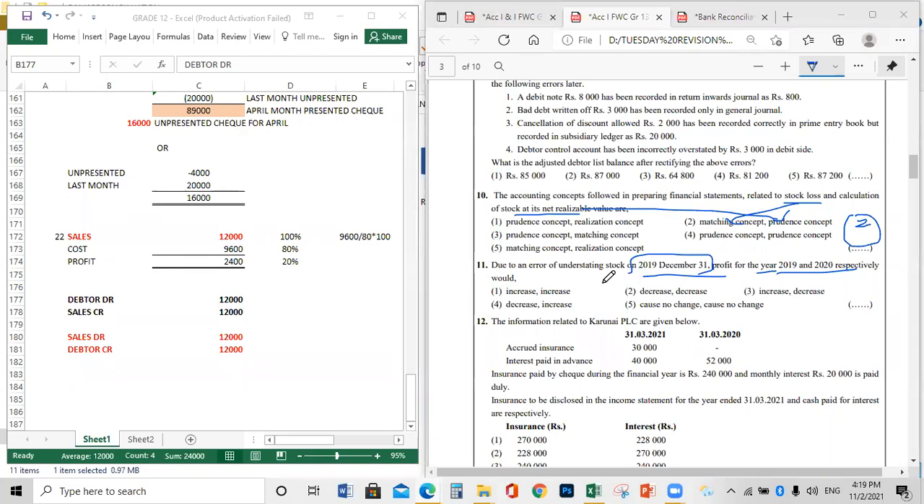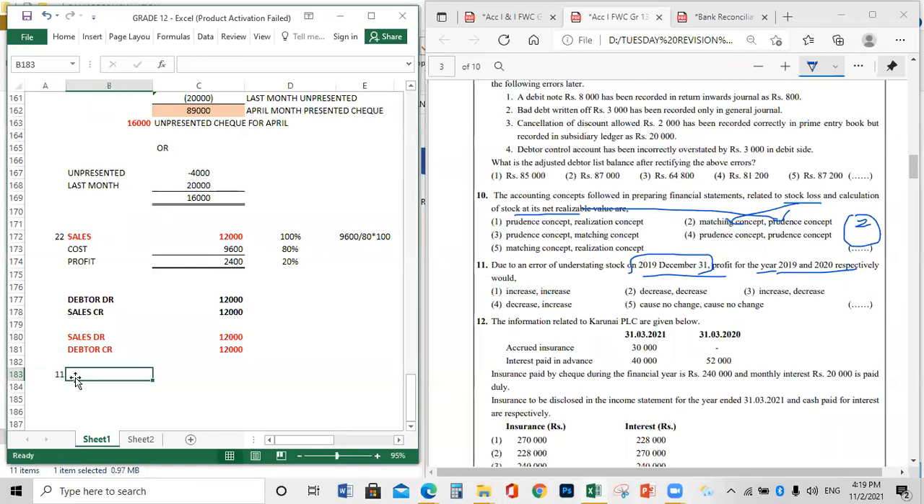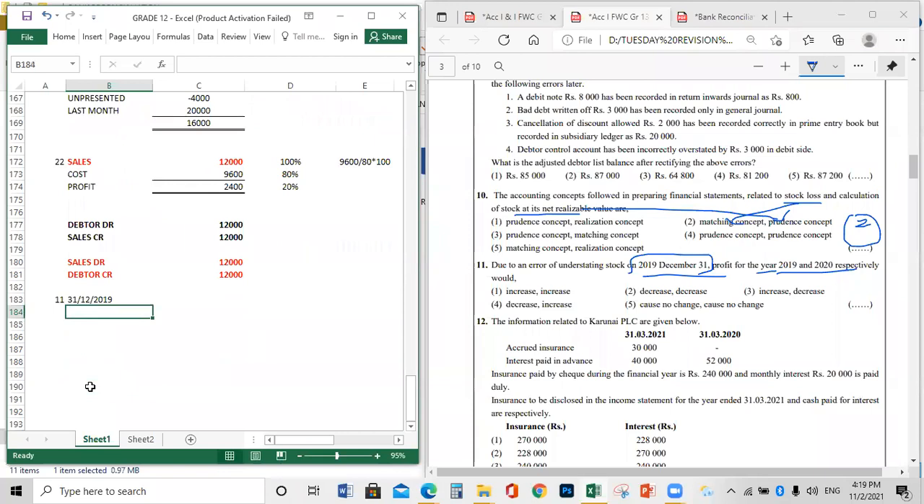Think of an answer. This is question number 11. What they are telling us is 31st December 2019, there is a stock which is understated. My question is, is this going to be 2019's opening or closing stock? For 2019, is it opening or closing? See the date. Yes, it's closing, guys. For 2019, this is the closing stock.